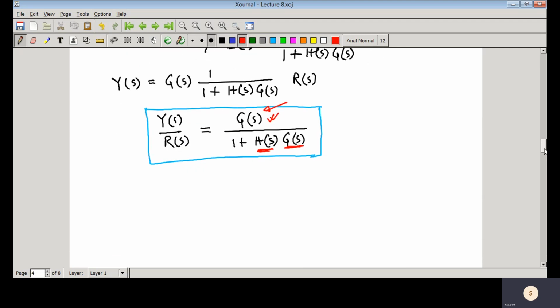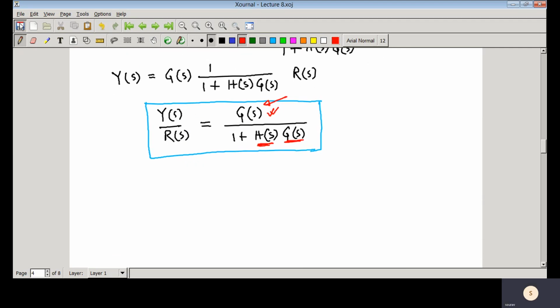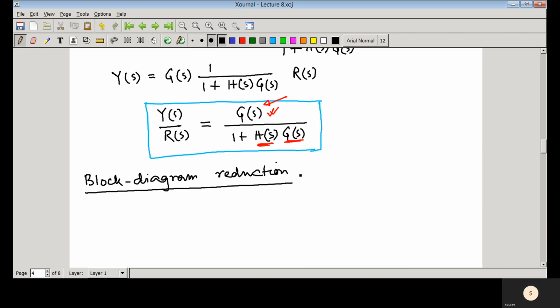Now we will see another technique in block diagram representation, which is called block diagram reduction. So what is block diagram reduction?